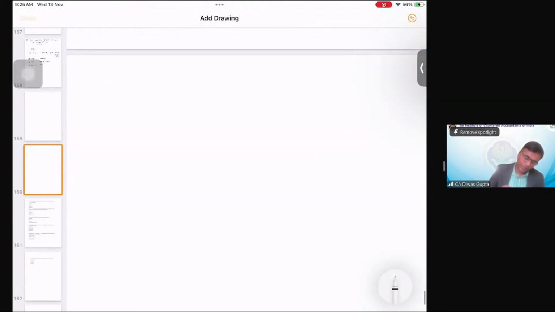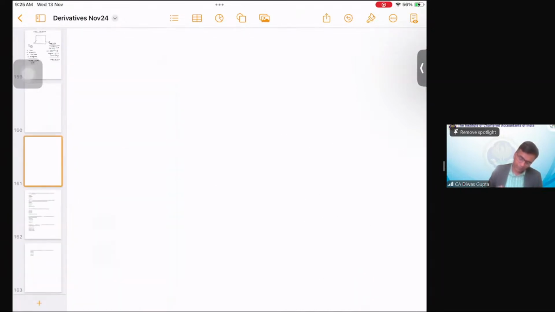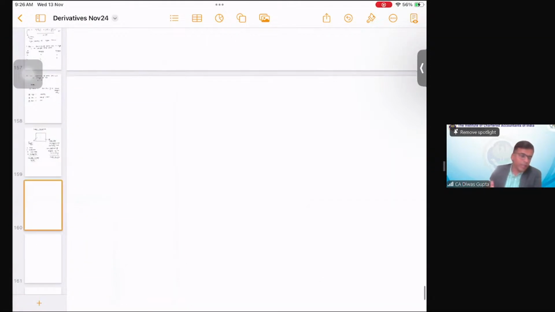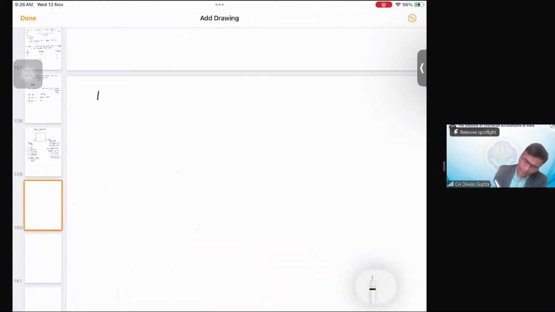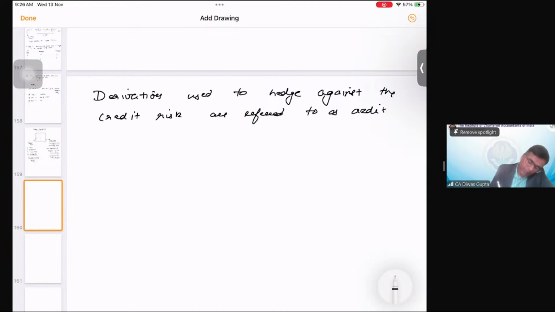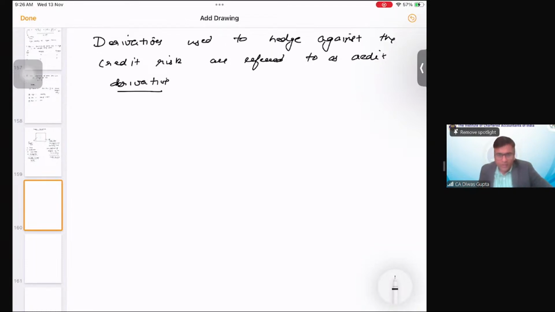Okay. Now, if you see, the credit derivatives are basically derivatives used to hedge against the credit risk, referred to as credit derivatives. In our topic, we have to discuss two different types of credit derivatives.